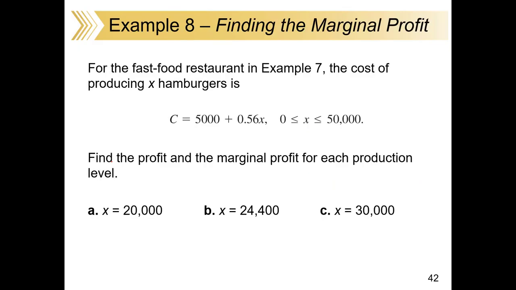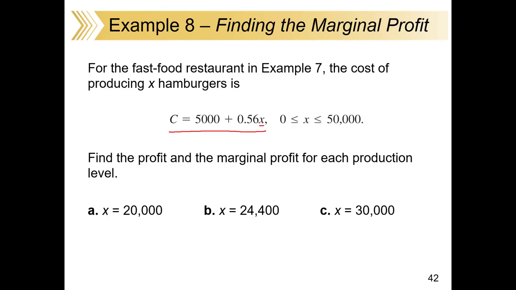So the cost, they didn't give us this before, but the cost of making X hamburgers or producing them is 5,000 plus 56 cents times X. In other words, each hamburger is costing us 56 cents to make. We've got an overhead of $5,000. Find the profit and marginal profit for each production unit.